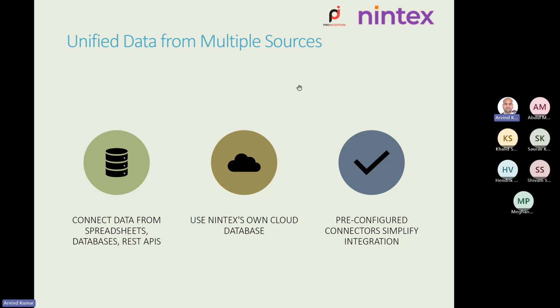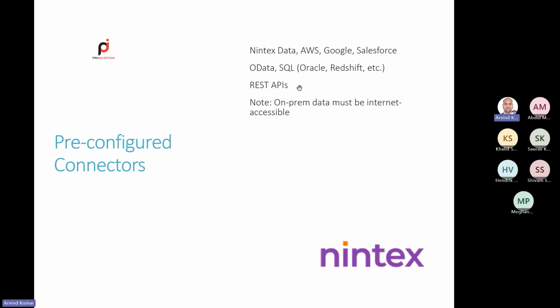And then we have pre-configured connectors that simplify integration. You can just go and use them. The pre-configured connectors include Nintex Data, AWS, Google, Salesforce, OData, SQL, Oracle, and REST API. Note that any on-prem data must have internet access and must be enabled publicly. Only then can you connect with this and bring the data into Nintex Apps.